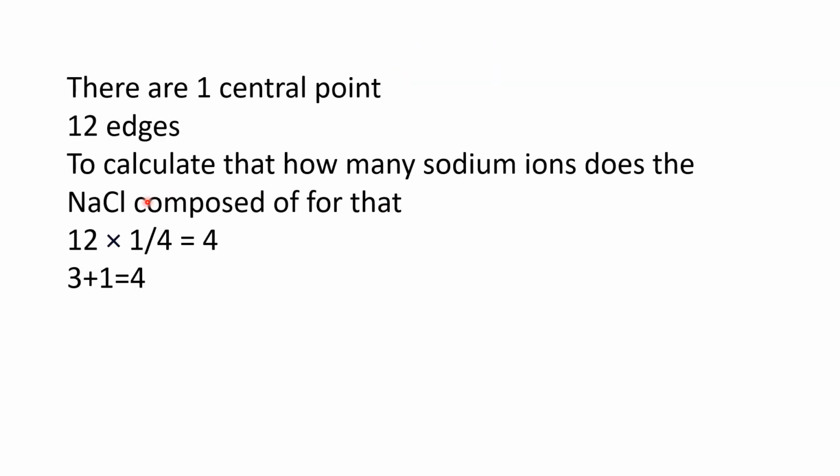As it is in the second one, the sodium. There are 12 edges. On each edge we have one ion shared among 4 cells, so when we divide it, 4 ions will be the answer. And as we have one Na in the center, we add it, and the answer will be 4. This is how we calculate the ions.